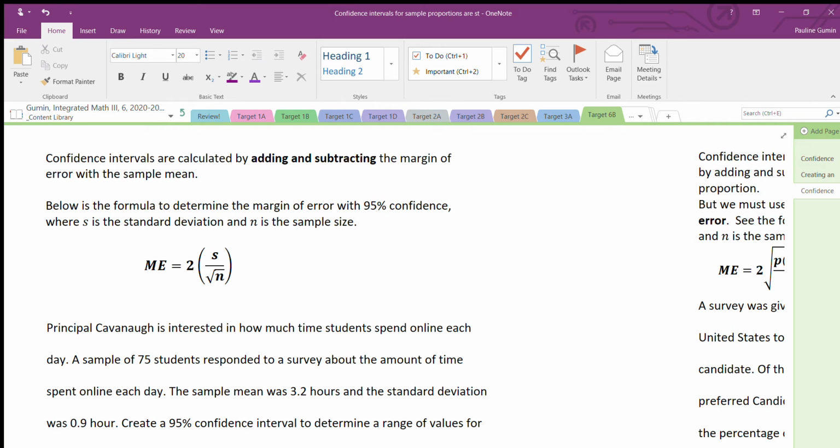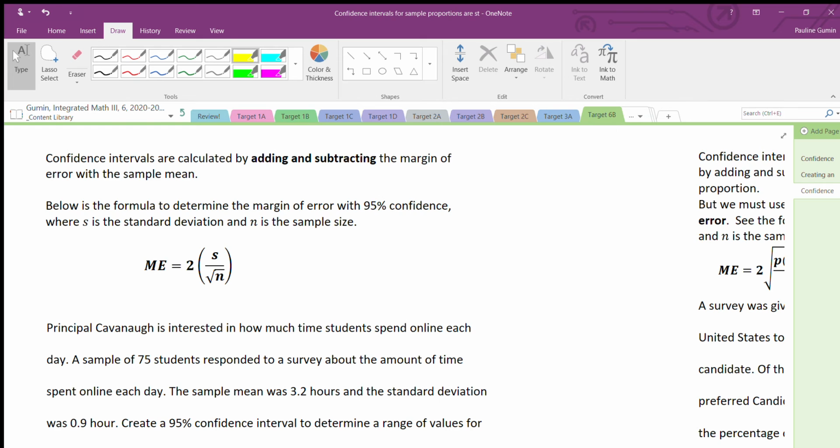The formula that we use for margin of error when we have a sample mean is right in front of us. The margin of error equals 2 times S, which stands for our standard deviation, over the square root of N, which is our sample size. Calculate this, add it, subtract it from our sample mean, and we'll have our range.